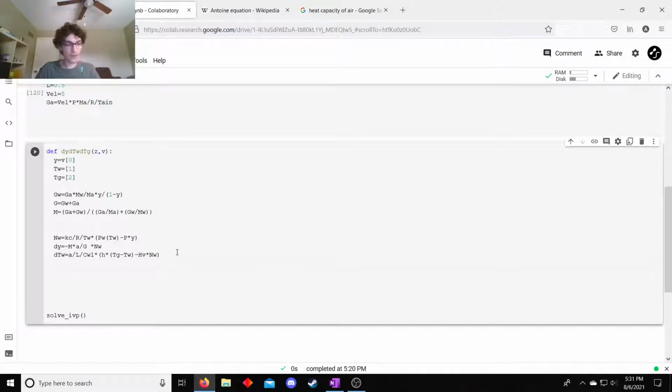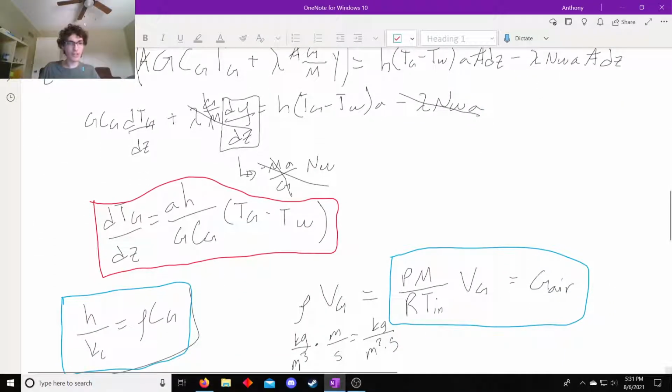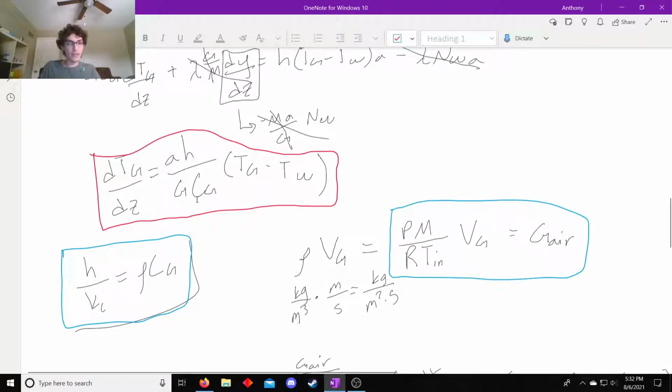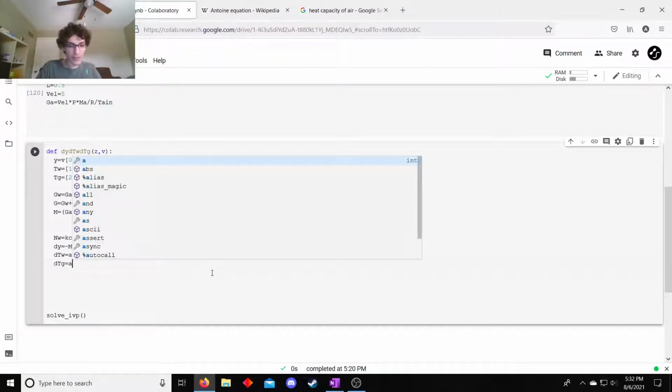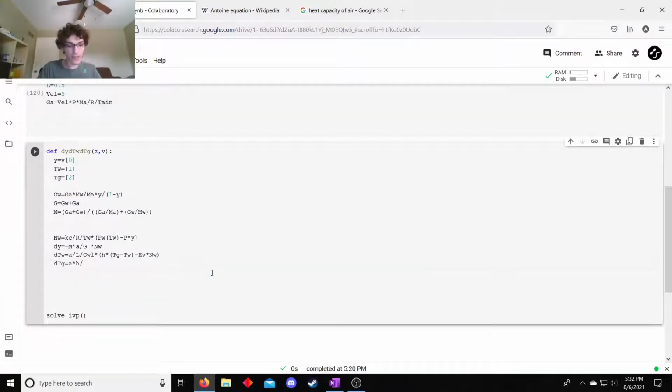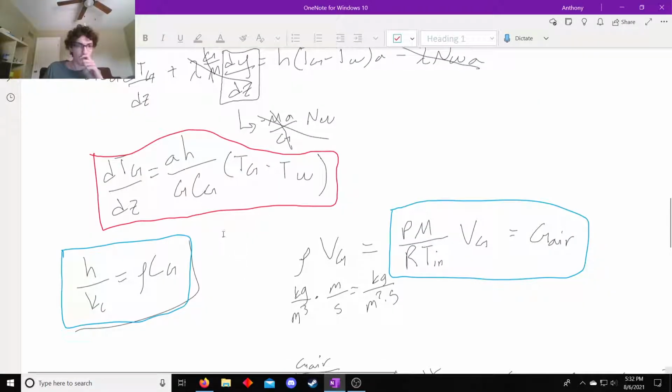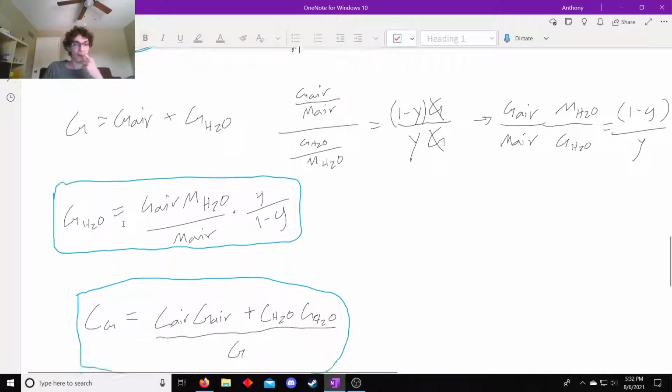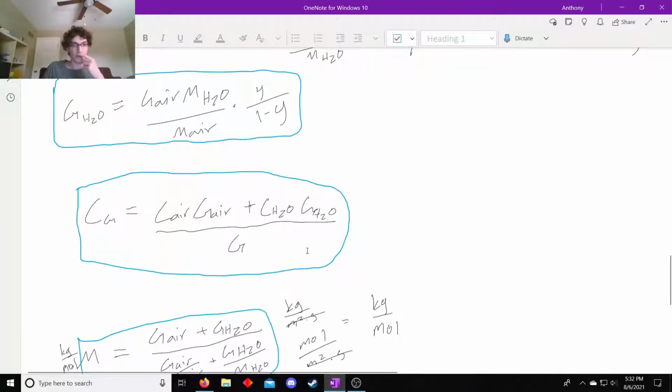Yep. Okay, so then finally we have the change in the temperature of the gas, which is our last differential equation. A H over G CG. So this is A times H divided by G divided by CG. Now, this CG is going to be the heat capacity of the gas, which includes the air and the water. We know the heat capacity of the air and the water, but not when they're combined. But we actually have an expression for this down here that we found in the last video.